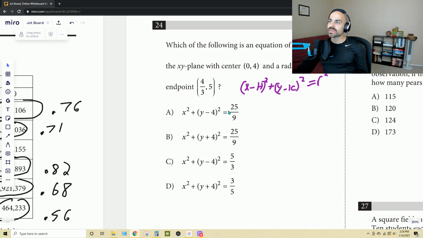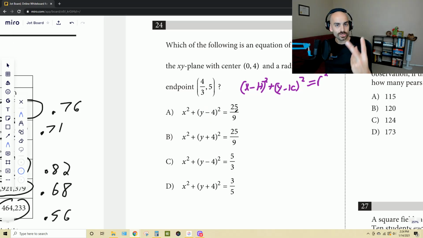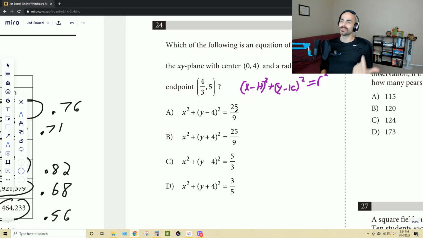All right, we're dealing with the equation of a circle here. And there's two ways to solve this, and one of them includes triangles. It's the SAT, baby. You know what I'm saying?